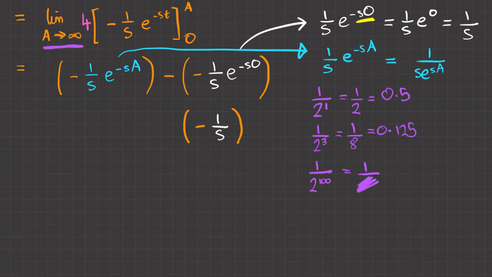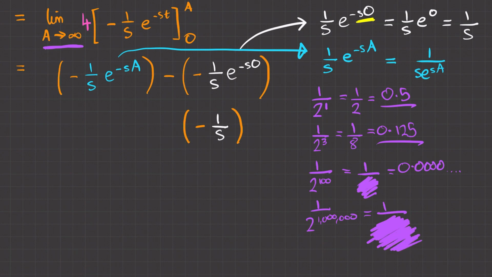If we then had 1 over 2 to the power of 100, which is going to be 1 over a large number, it's going to be 0.00000, probably something like that, which is an even smaller number than 0.125. If we had then 1 over 2 to the power of 1,000,000, we're going to have 1 over an extremely big number, which is going to be 0.00000, so many noughts it's not worth saying in this video. So it's getting closer to 0. As this power becomes bigger, this whole denominator becomes bigger, and the number becomes infinitesimally smaller.